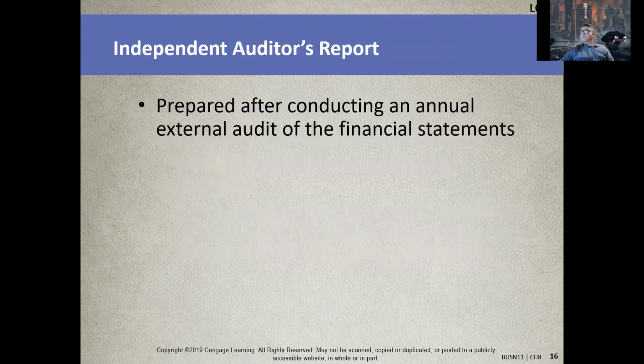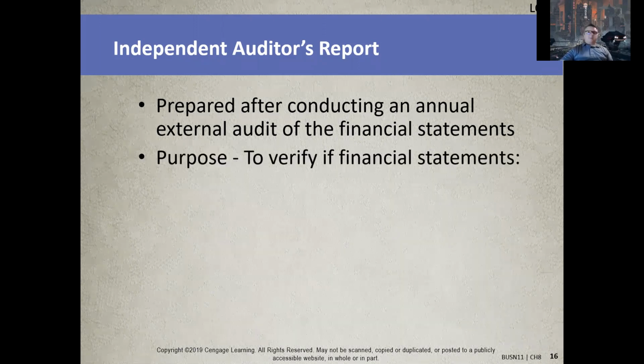The independent auditors report. They're prepared after conducting an annual external audit of financial statements. So they're going to come in, they're going to do an external audit. They're going to look through all your books and make sure you did things correctly. And by the way, you have to pay for that. So when Sarbanes-Oxley came about and they said you have to have an independent auditors report, they also said you have to pay for that. You don't get it for free. The government doesn't pick it up. None of that. So they're going to add an expense to your company. Thanks, Enron.